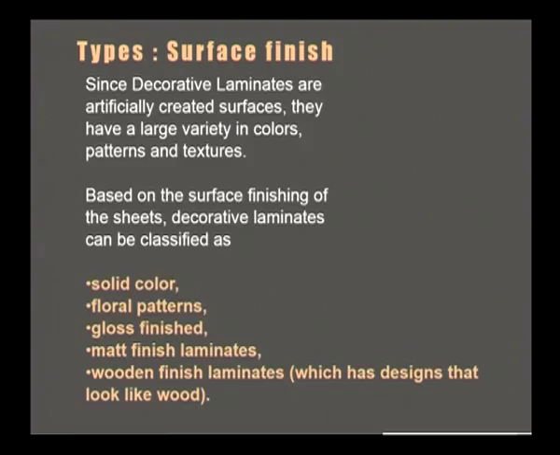Depending on surface finish as well, laminates are categorized. Laminates are artificially created surfaces. They have a large variety in colors, patterns and textures. So the finish, the availability of matte surfaces, smooth surfaces, patterns and textures also differentiates the types of decorative laminates that are available. Based on the surface finishing of sheets, decorative laminates can be classified as solid colors, floral patterns, gloss finished, matte finished and wooden finished laminates. Apart from serving all these aesthetic values, laminates can serve the purpose of imitating other materials such as wood, tiles, stone or any other material that can be created.